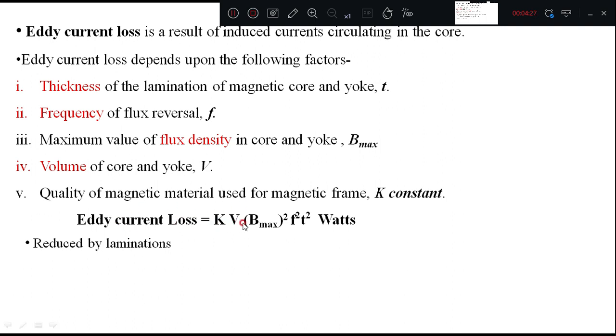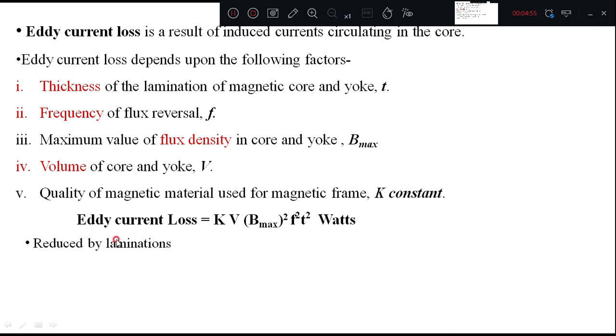If you observe the formula here, it mainly depends upon the volume of the magnetic core as well as the thickness of the core. Therefore, it is independent of the load current. The eddy current loss is also independent of the load current. Therefore, the eddy current and hysteresis loss put together, called iron loss, are independent of the load current. Therefore, these are called the constant losses.